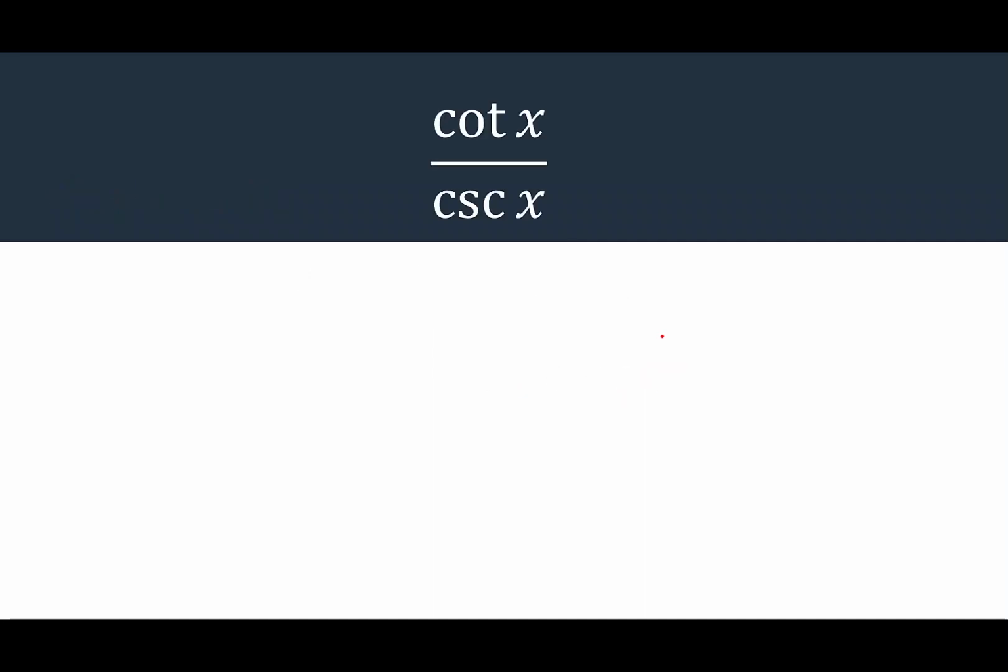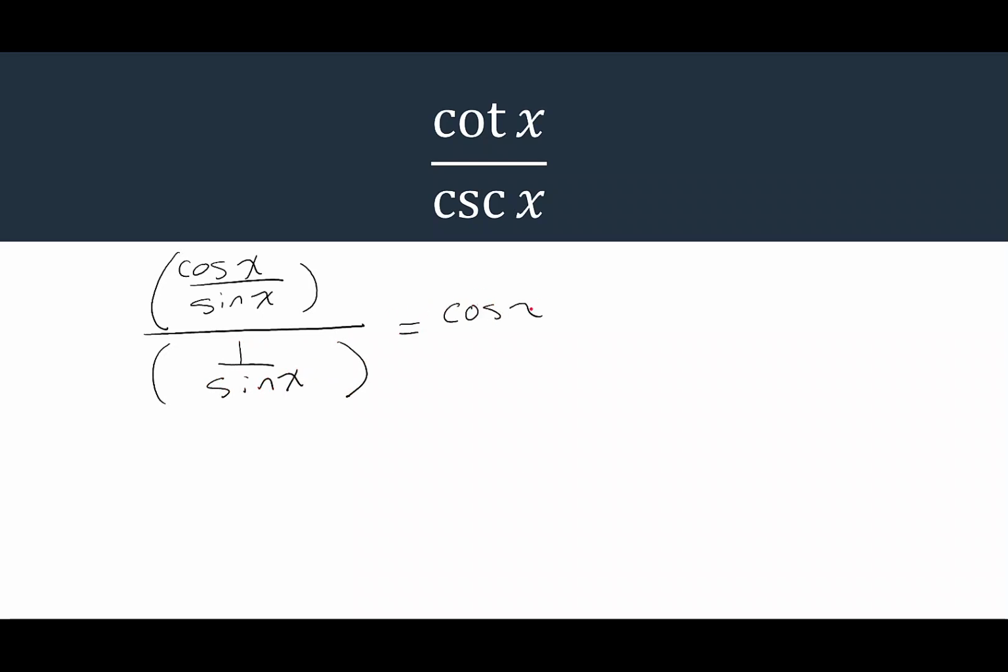This time I have a quotient of cotangent x over cosecant x. Just like the last one, I'll start by rewriting these. Cotangent x will be cosine of x over the sine of x, and I'm going to put those in big parentheses, then divide by another set of big parentheses. Cosecant is 1 over sine x. We can rewrite that as cosine of x over sine x times, I'm going to flip 1 over sine to be sine x over 1. I'll cancel the sine, and my final answer is cosine x.